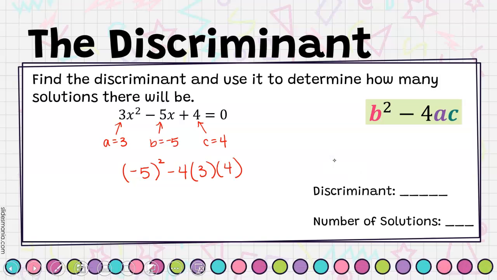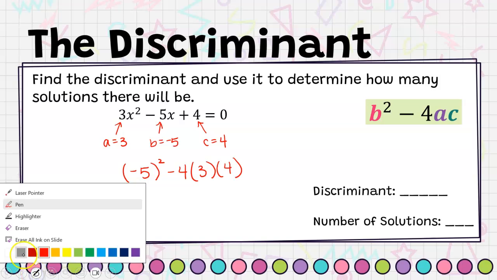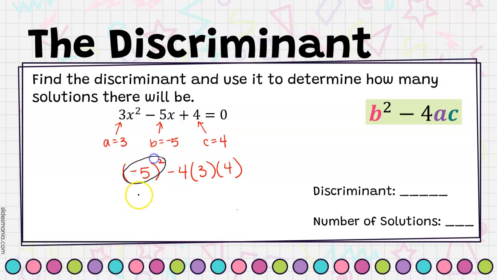Again, you could have used your calculator, but if you did not and you wanted to do some of this in your head, I would square negative 5 first, which gives me a positive 25. I would multiply 4 times 3 to get 12, and then know that I still need to multiply it by that 4. Then I would get 25 minus 12 times 4 is 48, which ends up giving me a negative 23. Sorry, I had to double check. A negative 23. Negative 23 would be my discriminant, and what that tells me is I would get how many solutions?